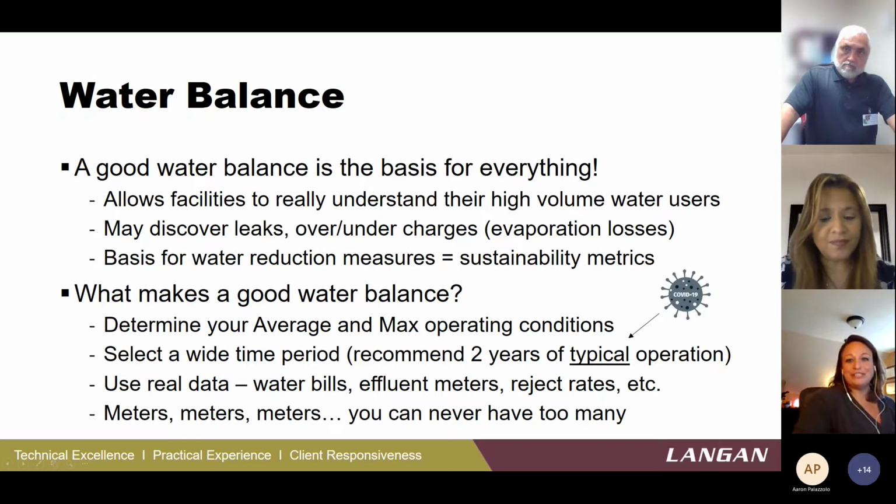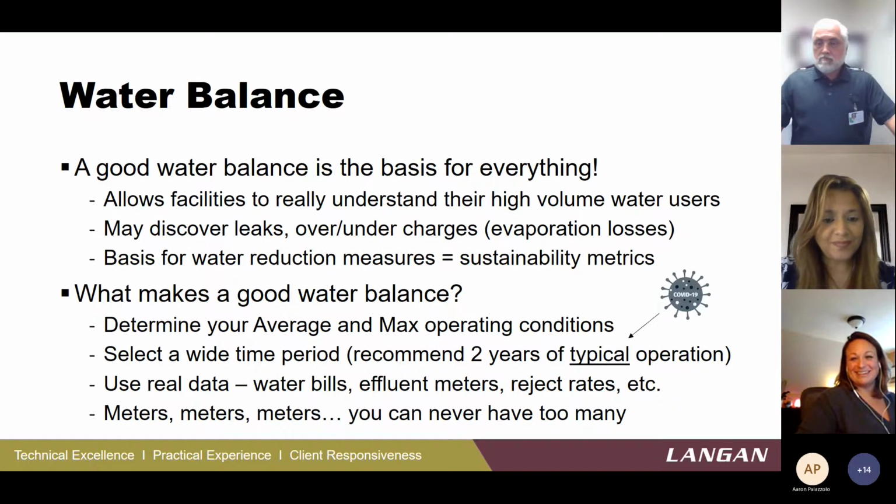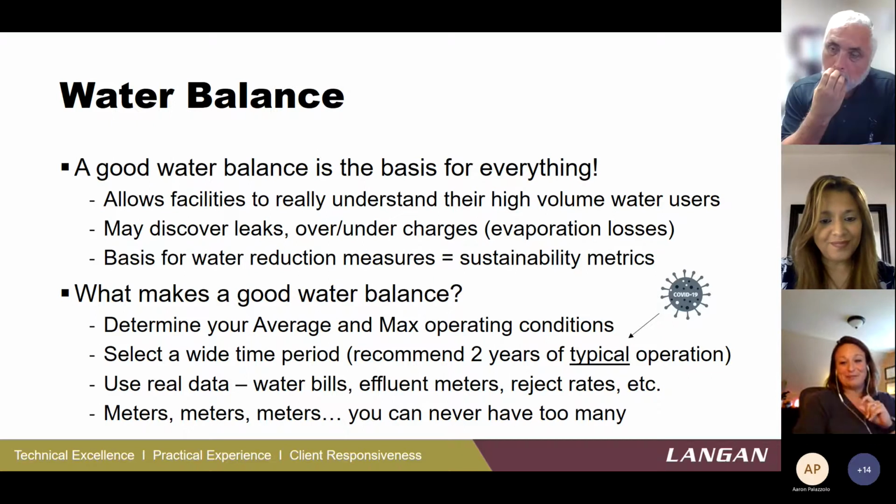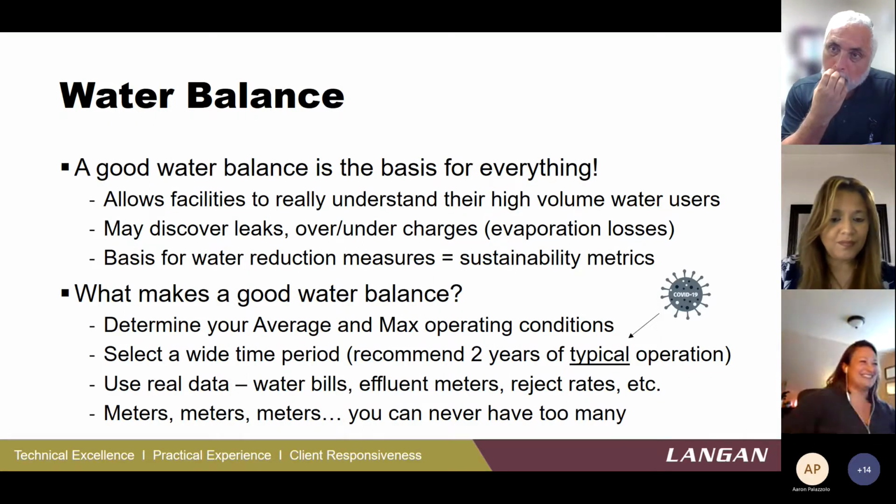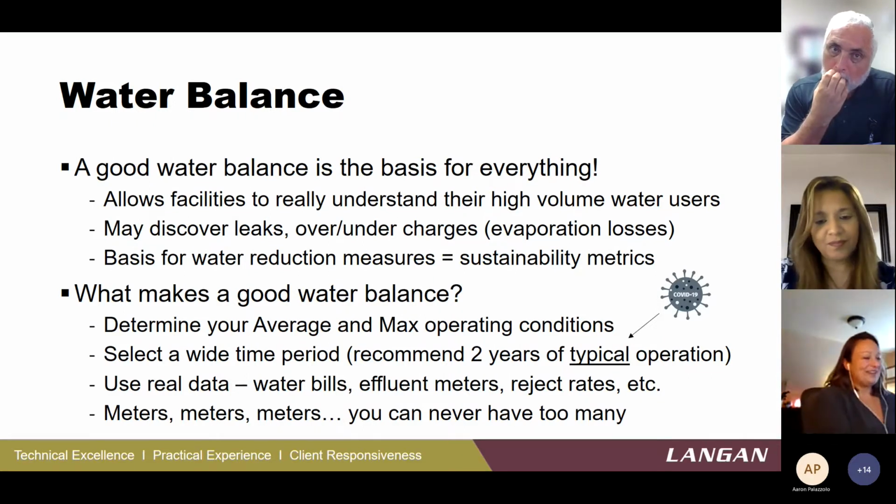Ooh, we have a question. You keep using the words water balance. Is that like a measurement of flow? Is that defined? Absolutely. That'll be our next slide. So with that in mind, I'm going to skip ahead and then I'll come back.